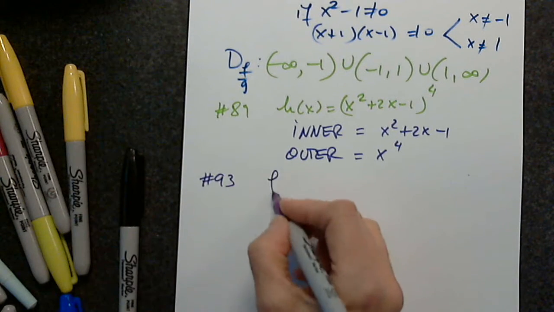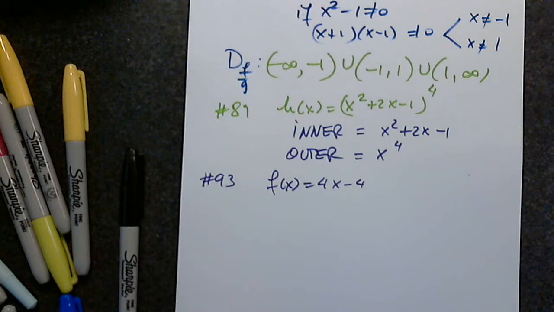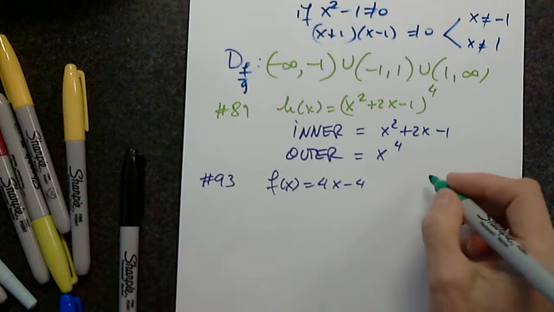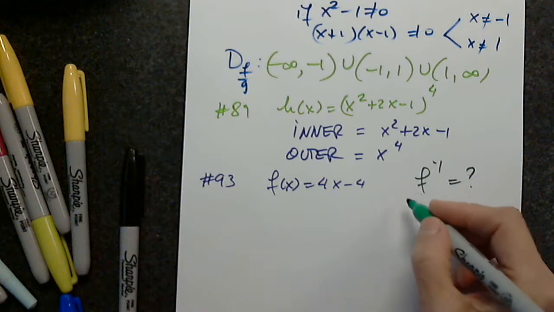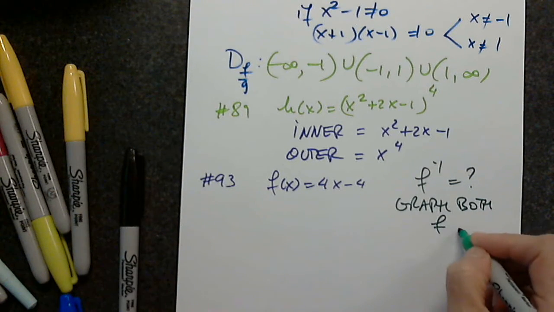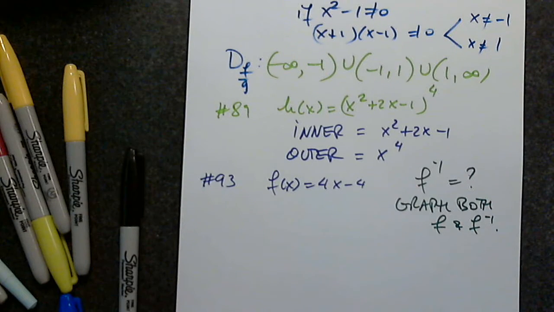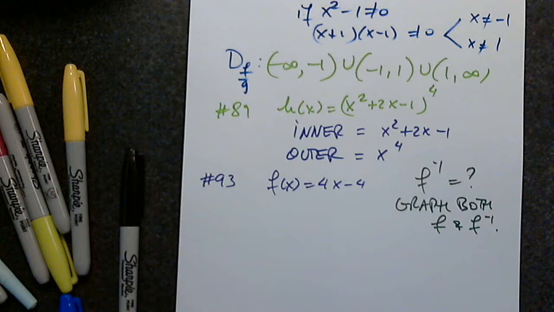93. F of x equals 4x minus 4. I changed this function a little bit. So it's not exactly 93. So we're asked two things. We're asked to find the inverse, and we're asked to graph both, f and f inverse. Okay. I have to ask myself the first question, is this function one-to-one? Because if it's not one-to-one, you will not have an inverse function. Is it one-to-one?